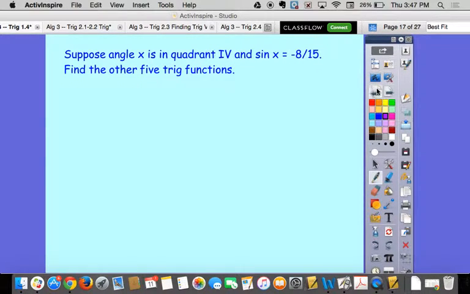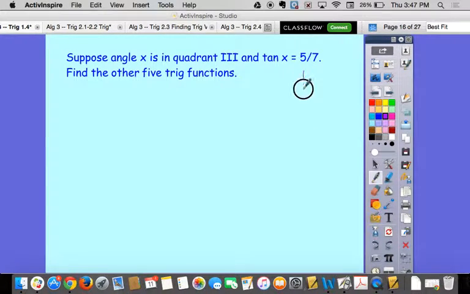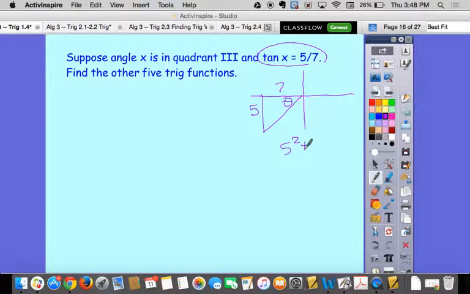I'll tell you what, let's do one more of these. If we are in quadrant 3, and we have tangent is 5 over 7. Here's our angle. That means opposite is 5. Adjacent is 7. I don't know my hypotenuse, and that is not a triple. So I've got to come in here and work this out. I really don't know what 25 and 49 is. 25 plus 49, 74. So square root 74 equals C.